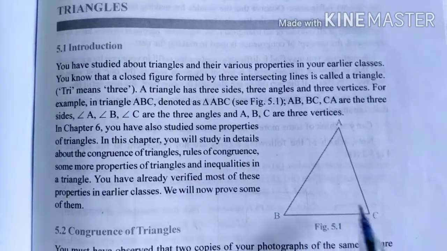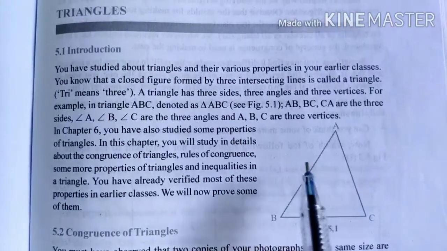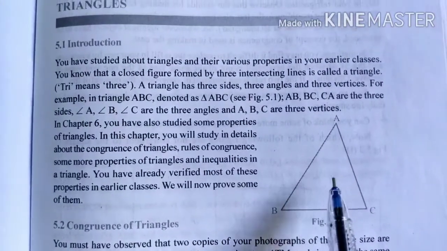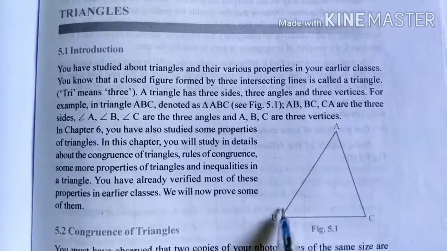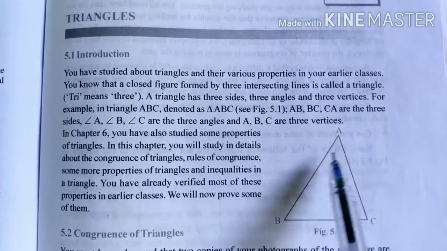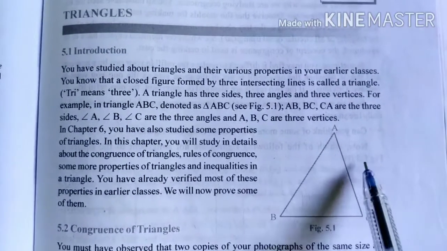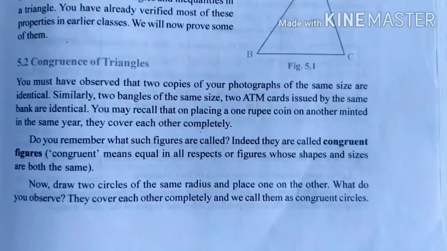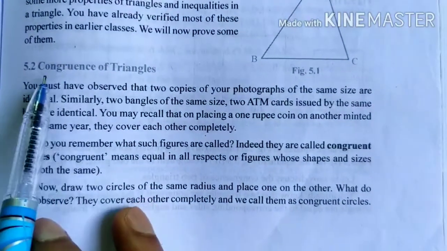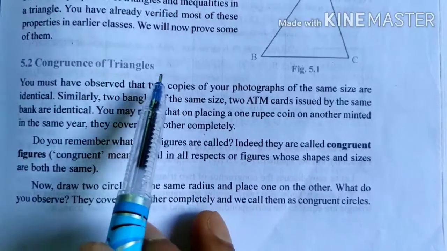The formula to find the area of a triangle is half into base into height. Similarly, perimeter is a plus b plus c, that is small a, small b, small c, the sides of the triangle. Now we shall discuss congruence of triangles, the actual concept.